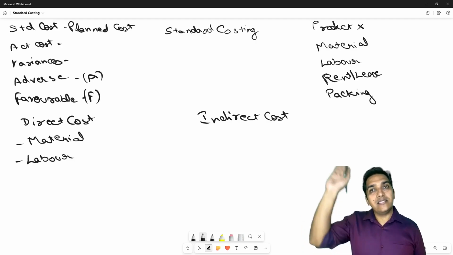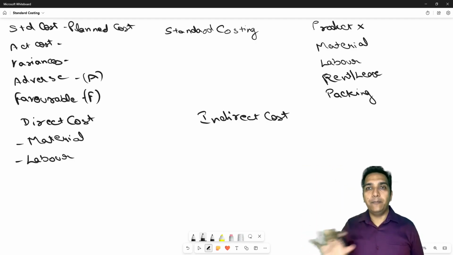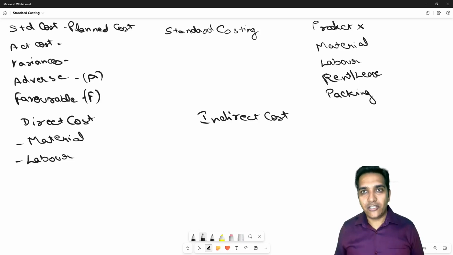Without the factory, you can still manufacture the pens. However, you need a place. It supports your manufacturing process. So that becomes my indirect cost.